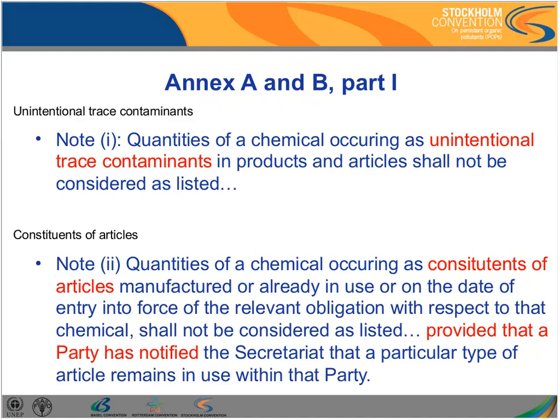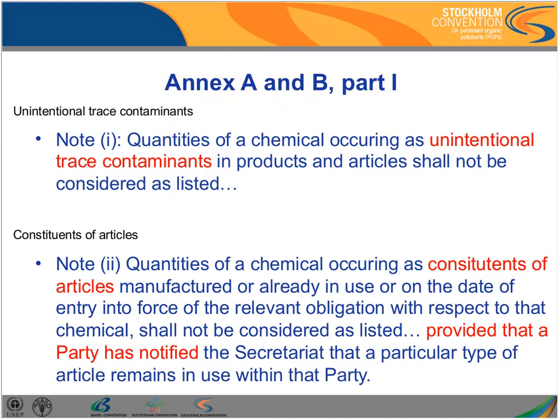Quantities of chemical occurring as unintentional trace contaminants in products and articles shall not be considered as listed in Annex A and Annex B. That is what it says there, and for this use, unintentional trace contaminants, parties do not need to notify or write to the Secretariat in order to have those unintentional trace contaminants in products and articles.